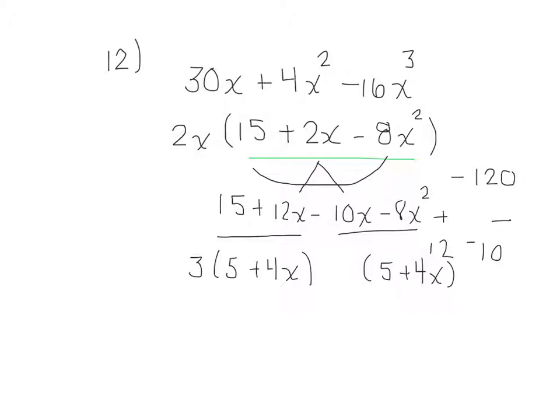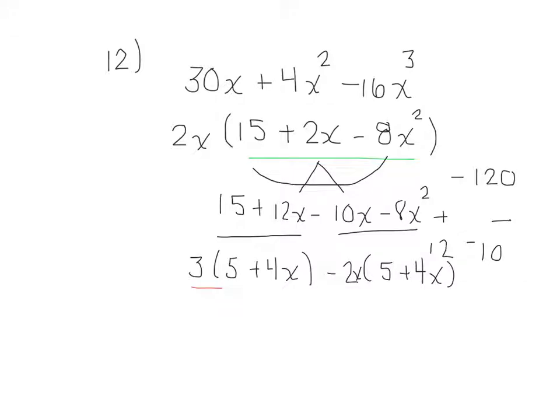The greatest common factor must have been negative 2x, because negative 2x times 5 is negative 10x, and negative 2x times 4x is negative 8x squared.